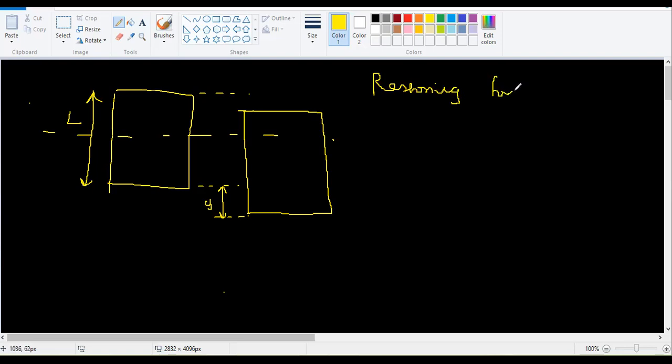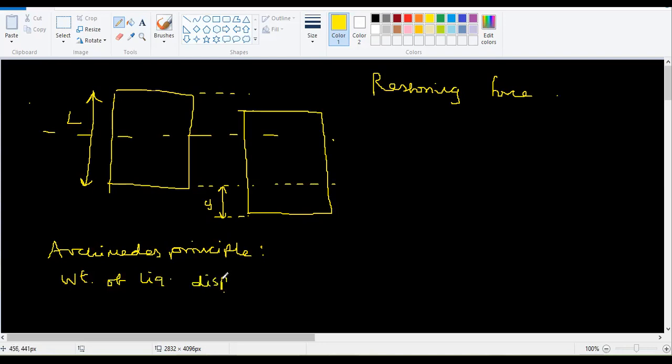So restoring force, right? Listen carefully. The water displaced because of this extra volume, right? From your Archimedes principle, you know that the weight of the liquid displaced is what is your buoyancy force. So take it down, Archimedes principle: weight of liquid displaced is what is your force of buoyancy, the buoyancy force or the upward thrust force.